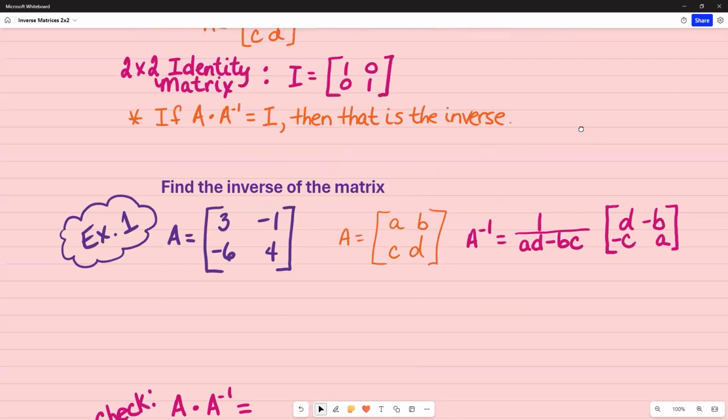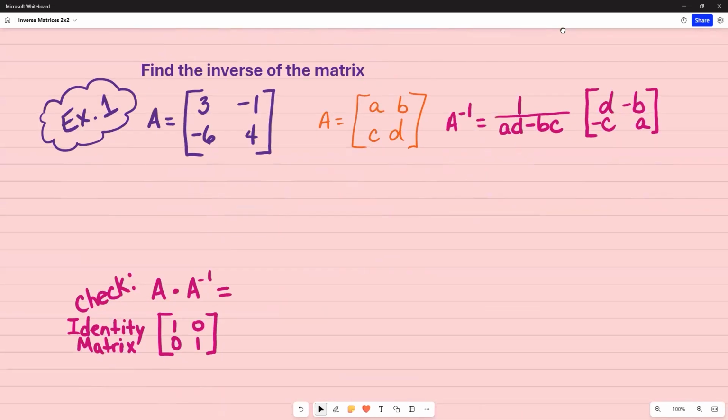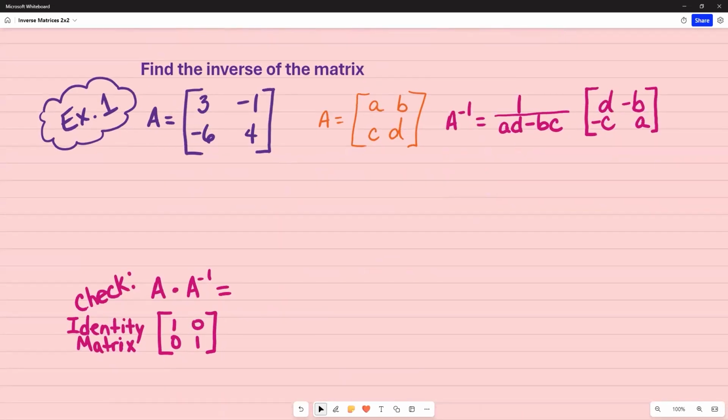So let's go ahead and try an example 1 to find the inverse of this matrix A. I want to set up my formula, which is the inverse of A, and it's notated like this, and it's going to be 1 over the determinant, which I showed you in another video. That's simply going to be A times D, which in this case is 3 times 4, so 12, minus, and then B times C, in this case is negative 1 times negative 6, which is positive 6.